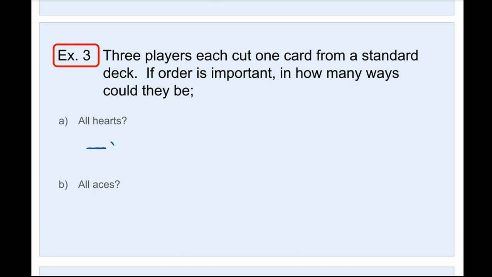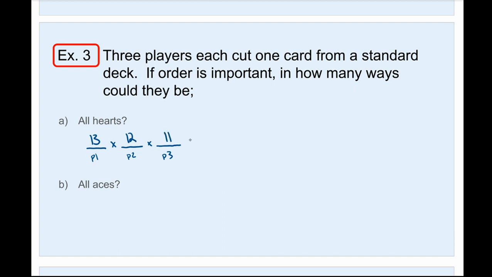All hearts is what I'm going to start with first, but because 3 players are picking a card, that means I have 3 different positions. Player 1, player 2, player 3. If I'm looking at how many ways I could draw all hearts, I have to think about how many hearts the first player could draw. Well, there are 13 cards for each suit, so that means there would be 13 hearts that this player could pick. 1 would be picked, so then the second player would have 12, and the third player would have 11.